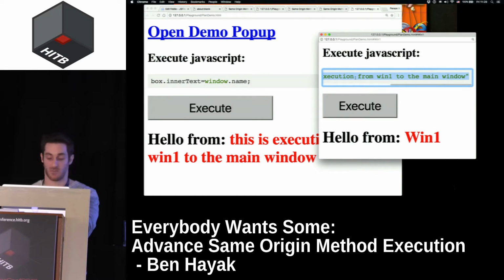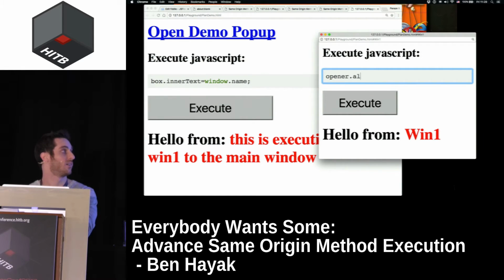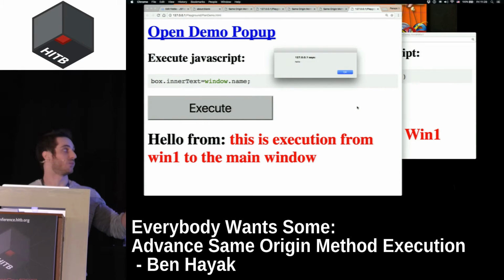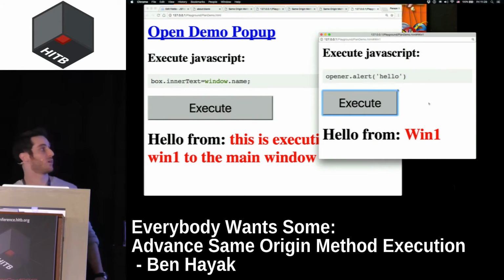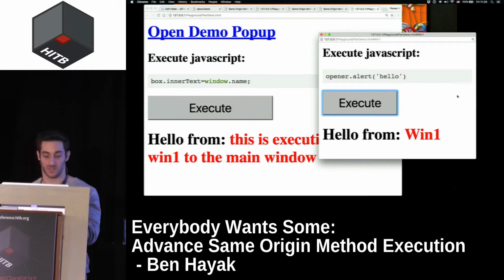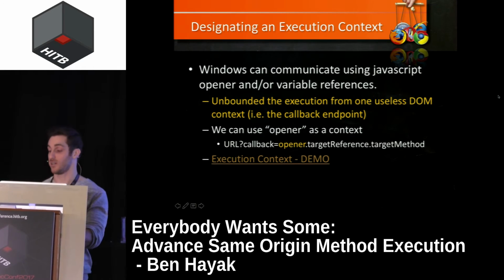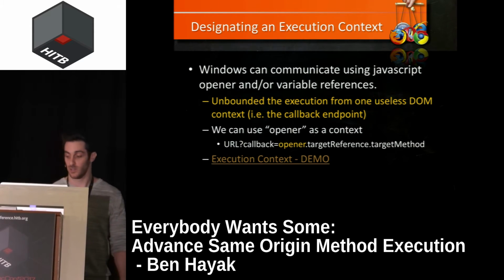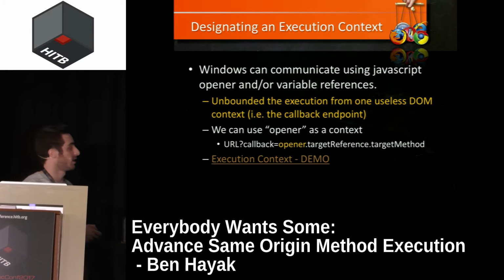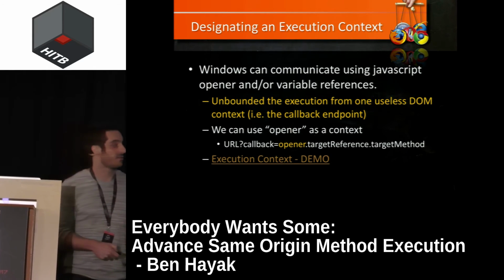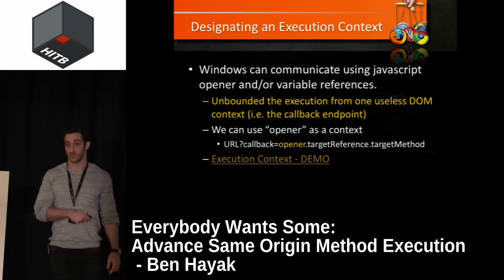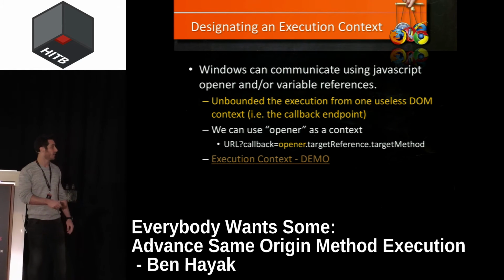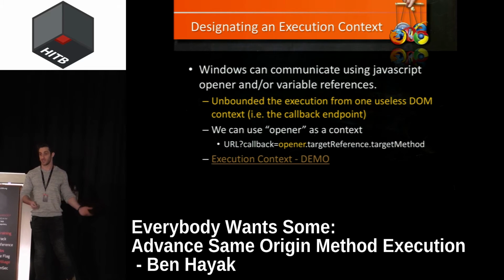And guess what will happen if I do opener.alert or any other method? It would execute on the main window, right? Even though it was triggered from this window. So that is a concept that we base on to trigger the attack. So it would look, like I said, like this: opener.target reference, where we have the target reference of a button that we want to click on, and it could be a form or anything, and we have the target method, which in our case is a click.